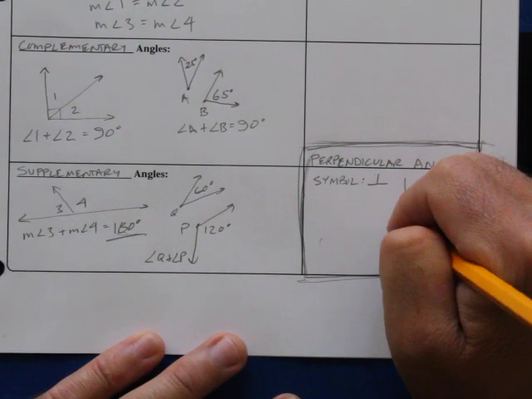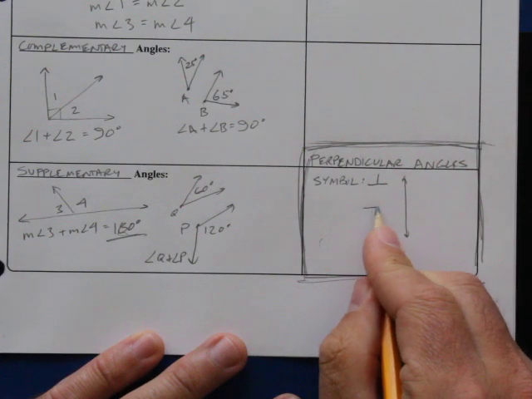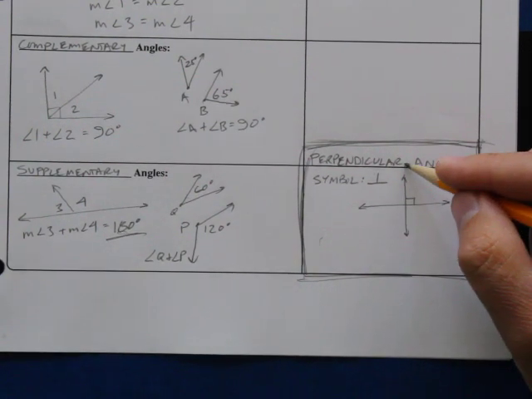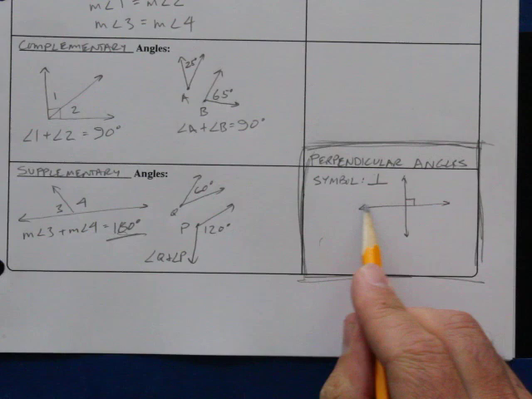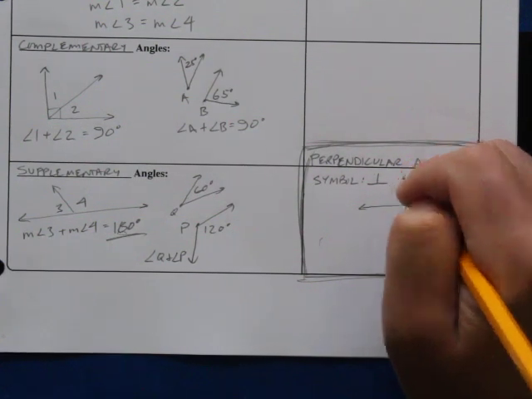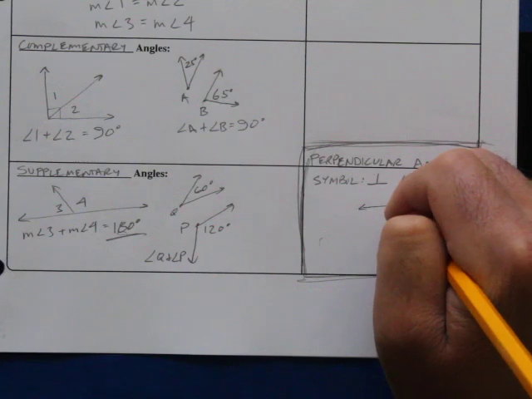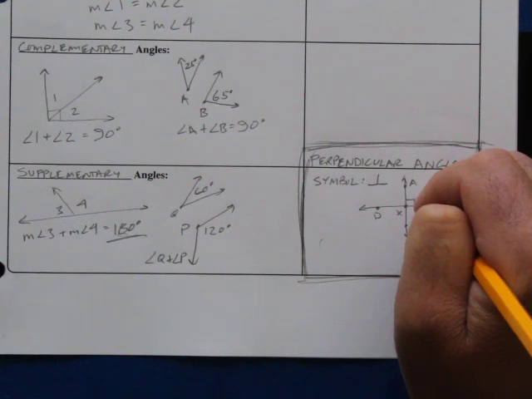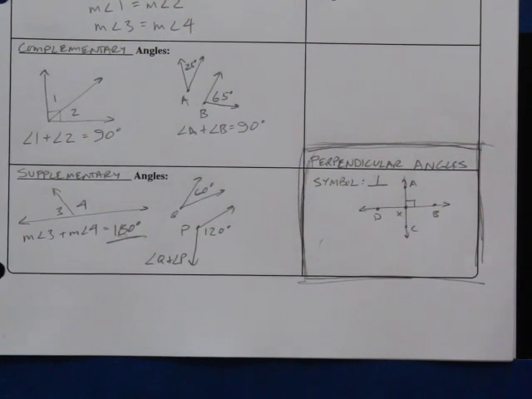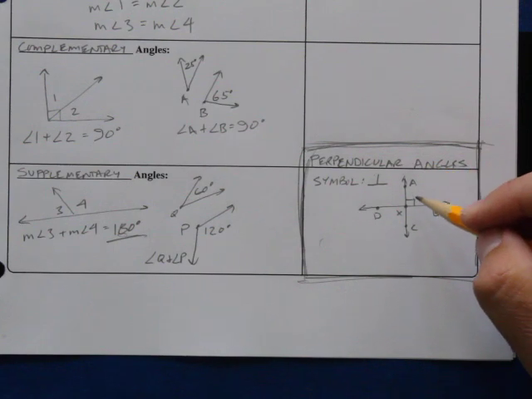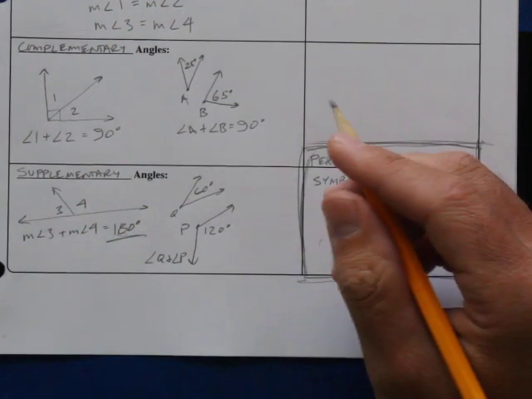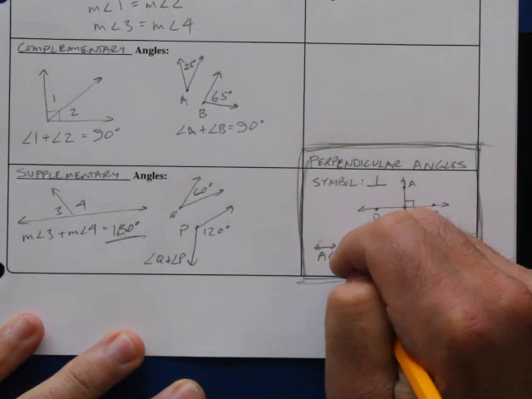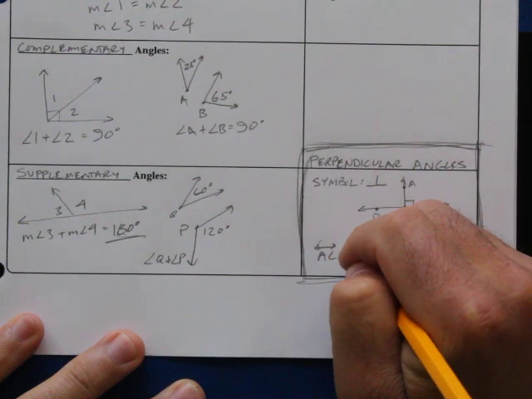So let's draw perpendicular angles. Now I've taken one line that's straight up vertical and another line that goes straight horizontal. This is point A, point X in the middle, down over here at the left is D, down at the bottom is C, over to the right is B. Now I'm going to say that line AC is perpendicular to line DB.